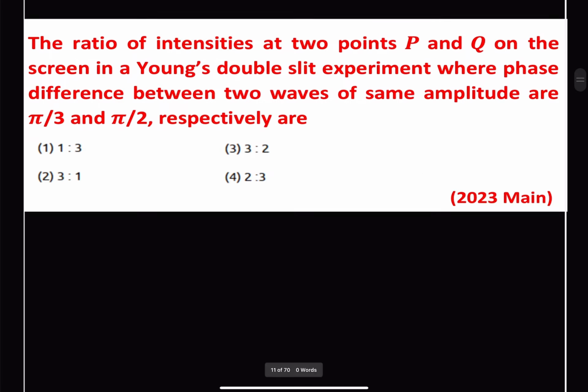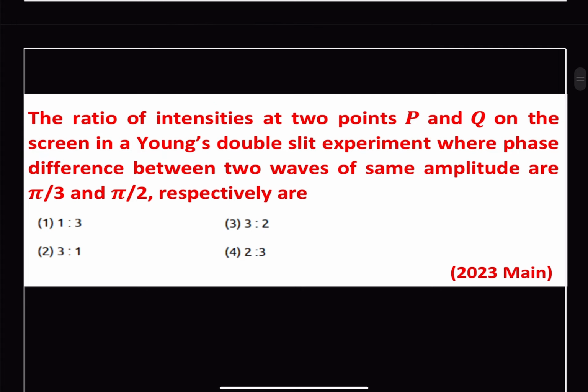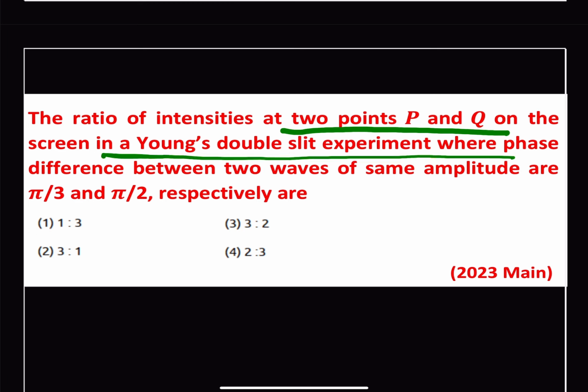Next question, and it states that the ratio of intensities at 2 points P and Q on the screen of Young's double slit experiment, where phase difference between the two waves of the same amplitude are pi by 3 and pi by 2 respectively, are. So here we are given the phase difference is pi by 2 and pi by 3. Okay.